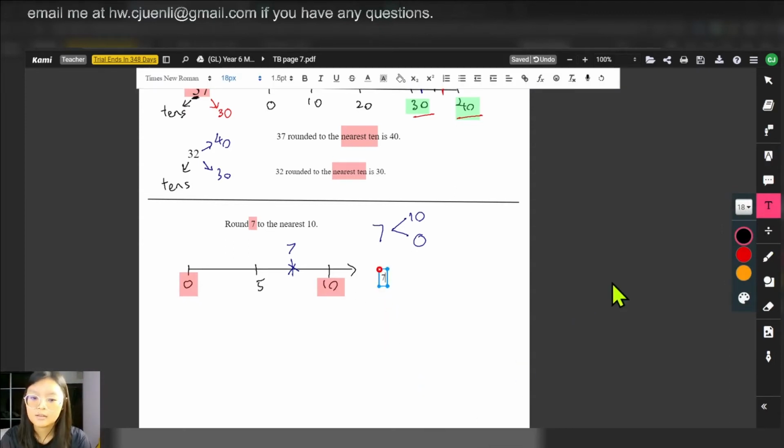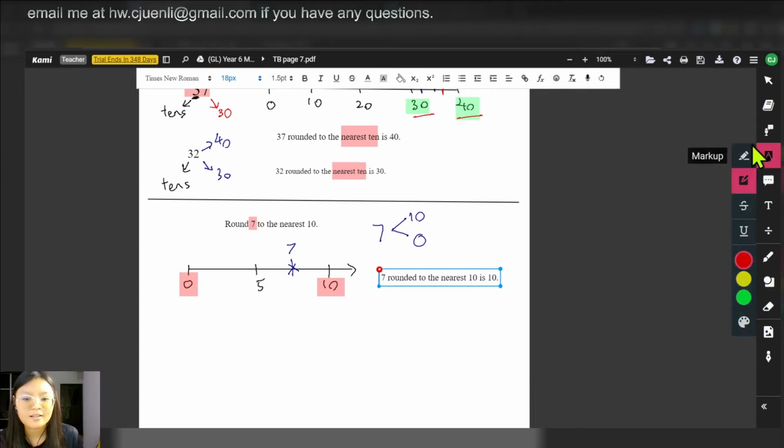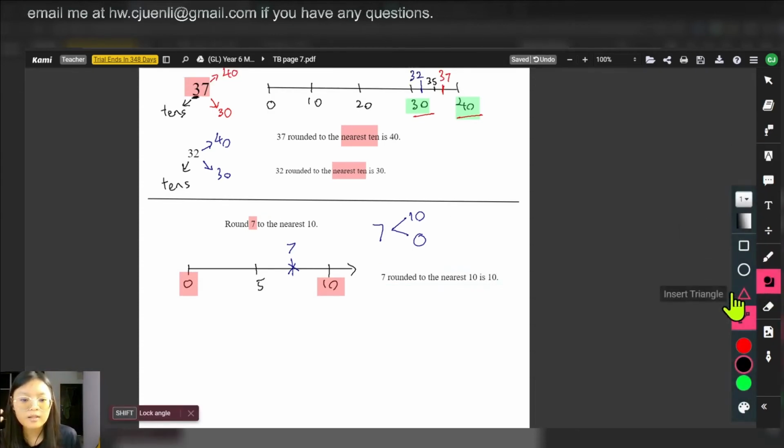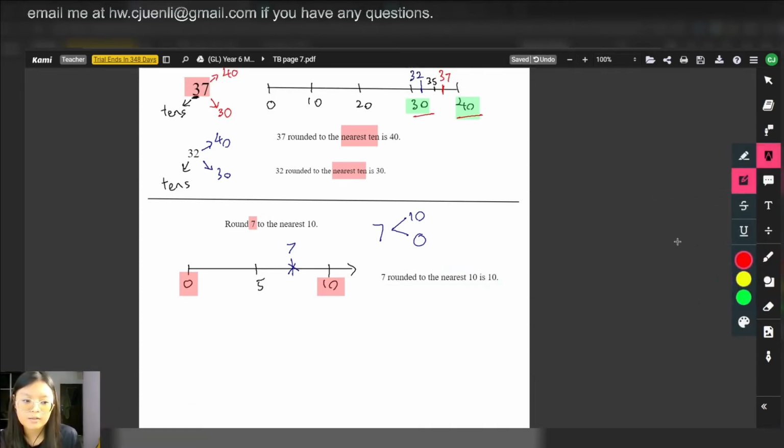7 rounded to the nearest 10 is 10. You can write either one depending on the question, but since in my question I use the digit form, I can actually say 10 is 10. So this is how you're gonna answer it, right? The nearest 10. Just to give you a few seconds to have a look before we go to the nearest 100.